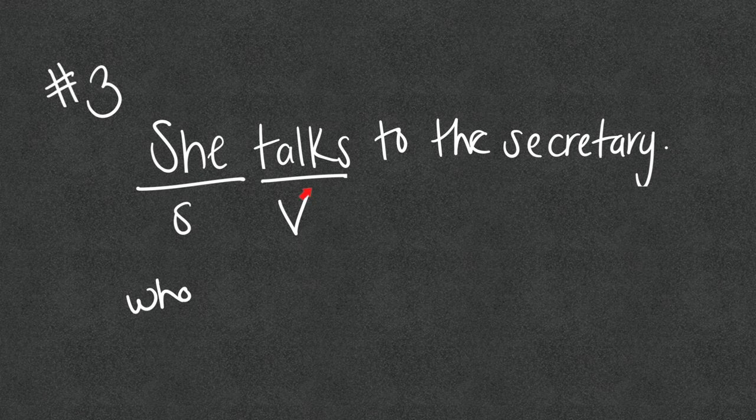Now we need to find the object of the sentence, or who or what the subject is acting upon. Who or what is she talking to? What is the object of this sentence? If you said the secretary, then you are correct. This is who she talks to.